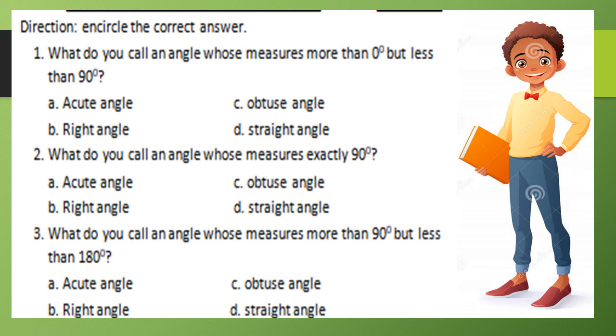Acute angle, because a right angle measures exactly 90 degrees. An obtuse angle measures more than 90 degrees but less than 180 degrees. And a straight angle measures exactly 180 degrees. Number 2. What do you call an angle whose measure is exactly 90 degrees? That is a right angle. Number 3. What do you call an angle whose measure is more than 90 degrees but less than 180 degrees? That is an obtuse angle.